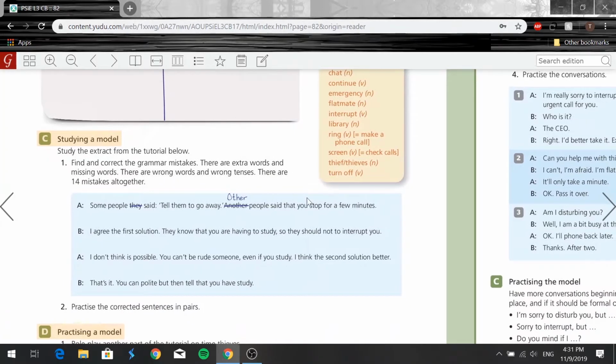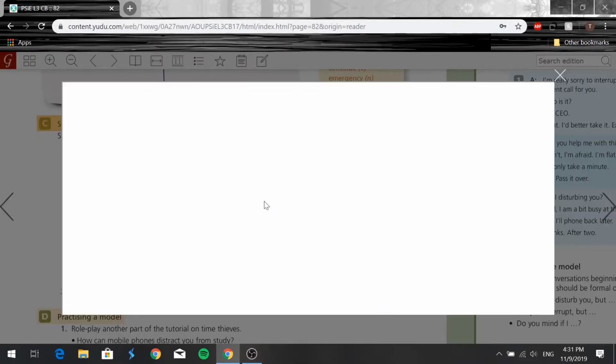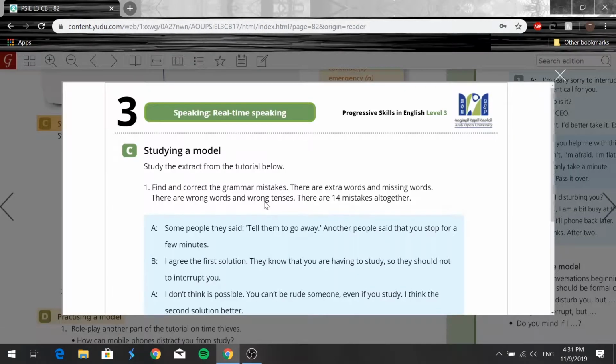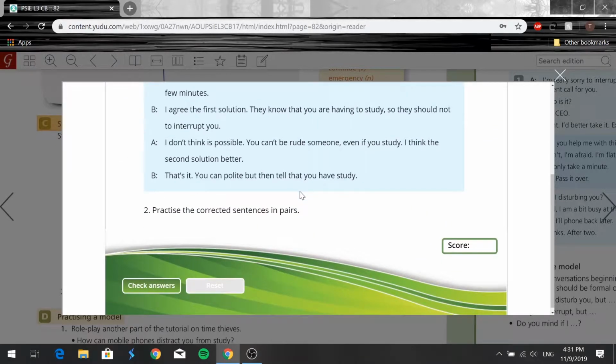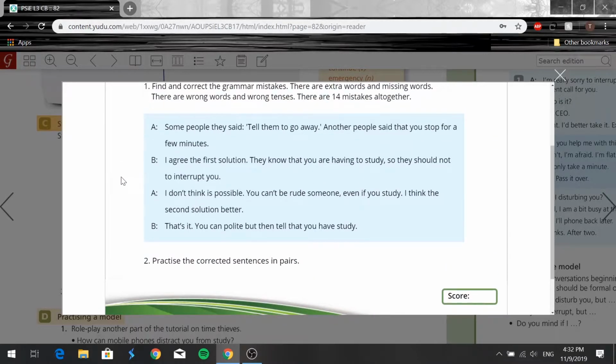Now let's go to exercise C here. Studying a model. Alright. So study the extract from the tutorial below. Right, so this is text from the tutorial that we just heard, and there seems to be grammar mistakes, right? So there are extra words and even missing words, and there are wrong words and wrong tenses. Basically, the grammar is all over the place. There are 14 mistakes altogether. So let's start reading and correct them as we go.